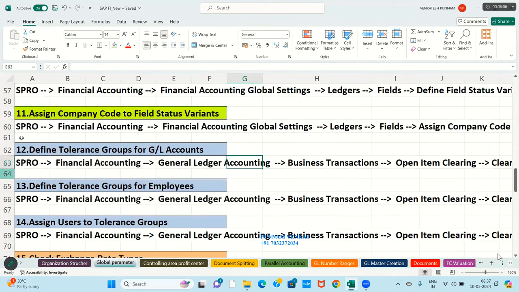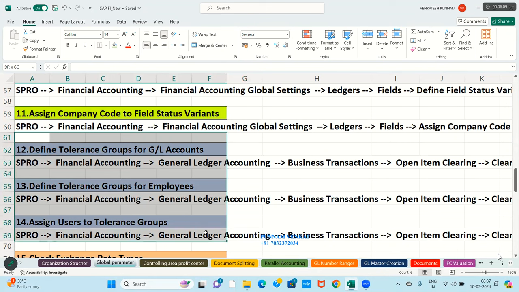Good day, everyone. So before going to tolerance, what is meant by field status variant? What is the use of field status? Anyone tell?